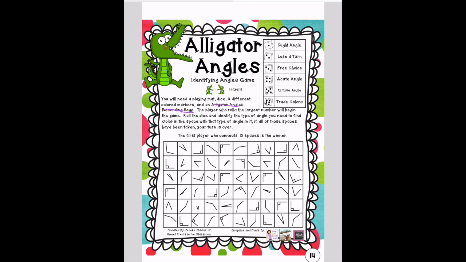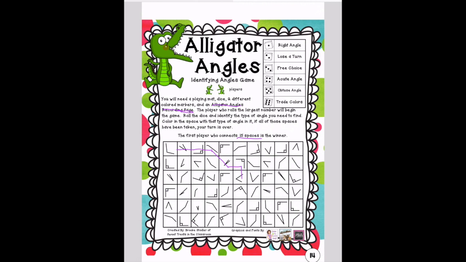So, the player who rolls the largest number will begin the game. You're going to roll the dice and identify the type of angle you need to find, color in the space with that type of angle in it, and if all of the spaces have been taken, then your turn is over. Okay, so the first person who connects 15 spaces is the winner. So they all have to be connected, okay? And you can go diagonal too, all right?